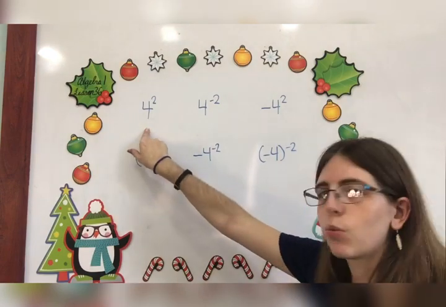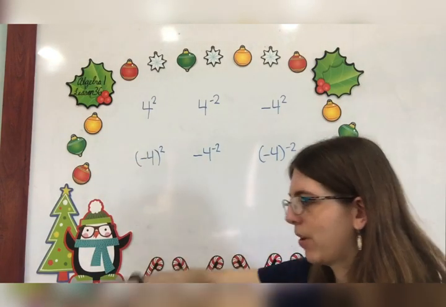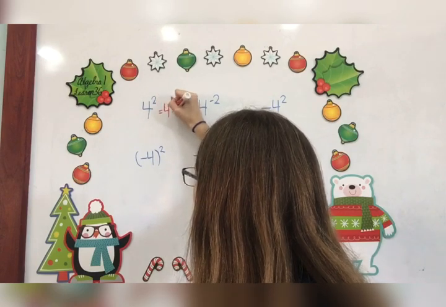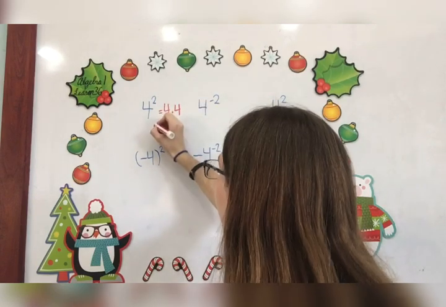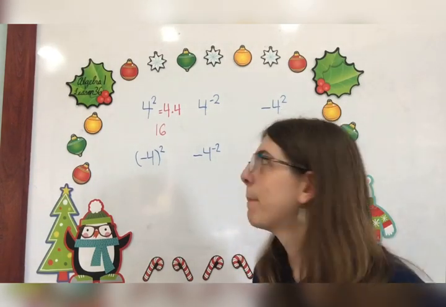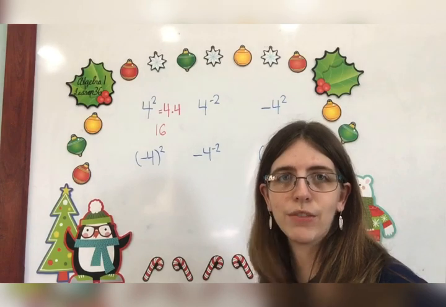Here I have 4 squared. That's just your basic exponent. So that means what? 4 times 4, which is 16. Very simple. But what about if you have 4 to the negative 2?